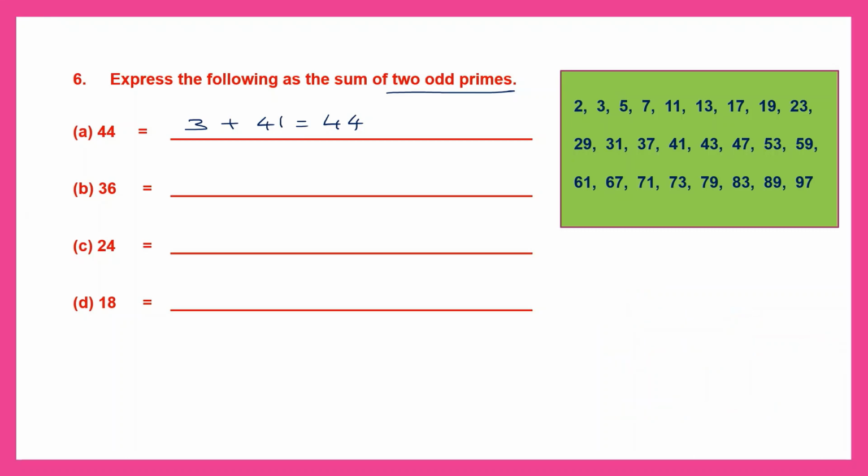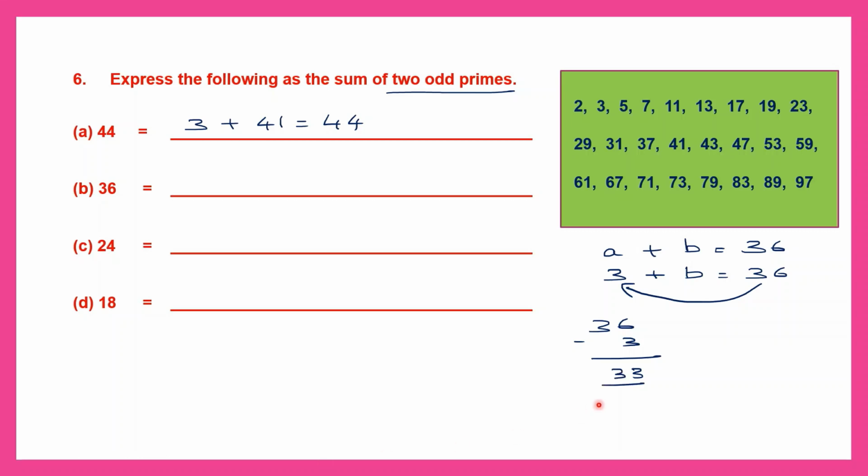The next number is 36. Again, we need to get two odd prime numbers which will add up to give us 36. Let's look at the prime numbers here. Let's again try with 3. Remember, A plus B should give us 36. So instead of A, I'm writing 3 and we're going to find B. Both should add up to 36, so I have to subtract. 36 minus 3. 6 minus 3 is 3 and 3 here, 33.